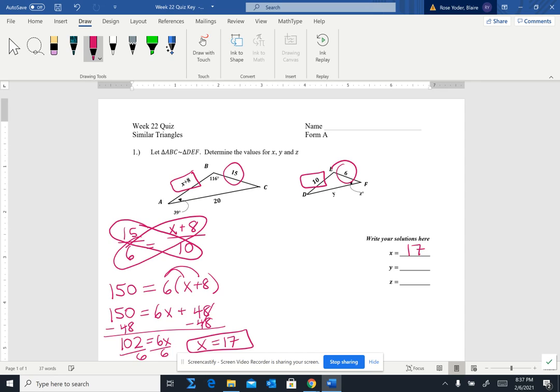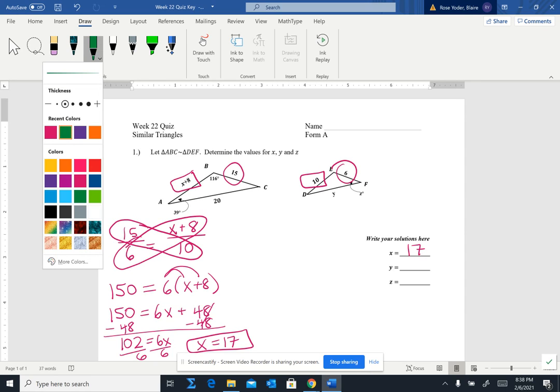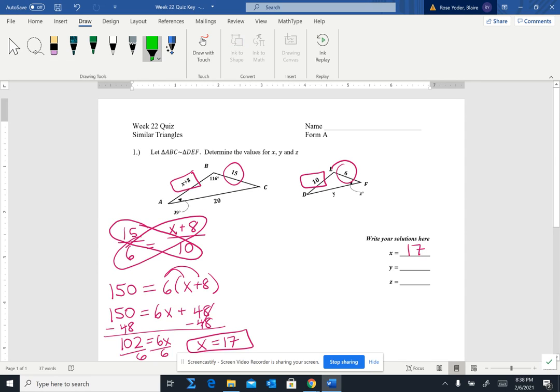And it didn't ask you to substitute it back in and find the segment length or anything. All right, next let's move on and find y. So I'm going to once again use the 15 and the 6. 15 and 6. And then now I'm going to find y.